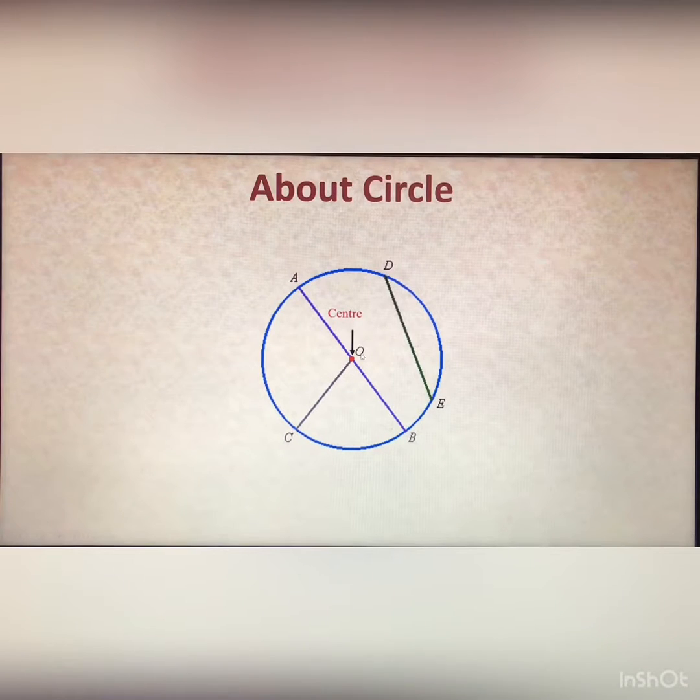So now first of all the first part of the circle is center, so this dot, that is red point, is known as center of the circle. After that this is the circumference, you can see here this boundary is known as the circumference, and this is the radius, that is OC is known as the radius of this circle. And after that diameter, that is AB, is known as diameter. If this line is passing through the center, that is O, then this line segment is known as diameter.